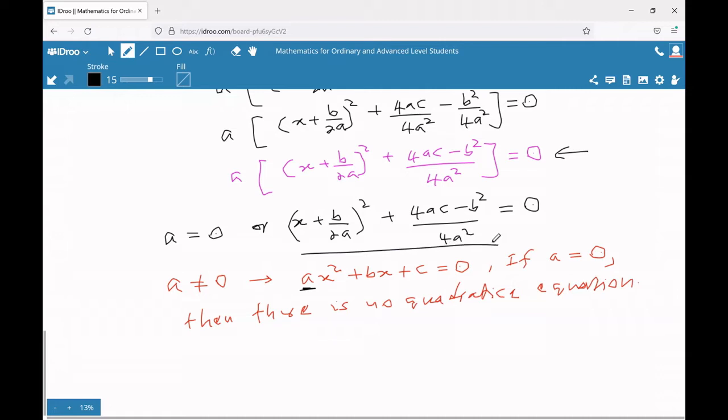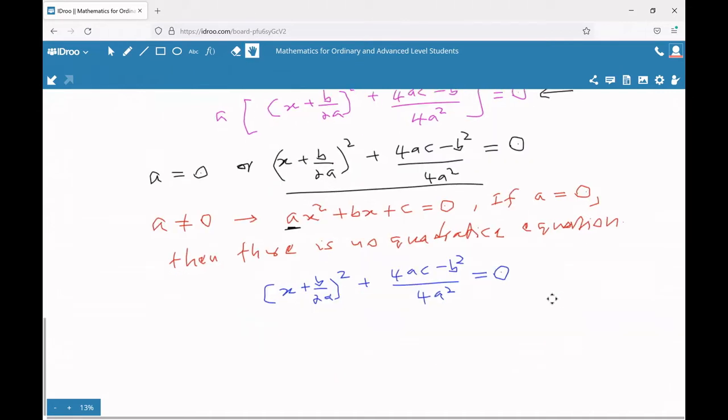Right? So then we can carry on in that sense. We can assume that (x plus b over 2a) squared plus (4ac minus b squared) over 4a squared should be equal to 0. So that is the possible solution for this particular situation.